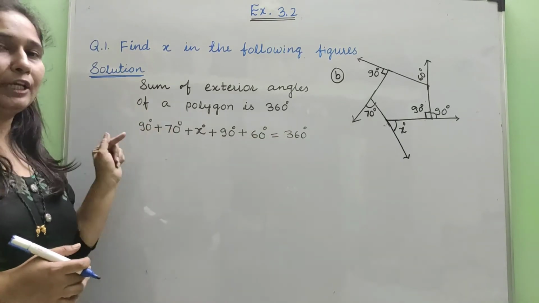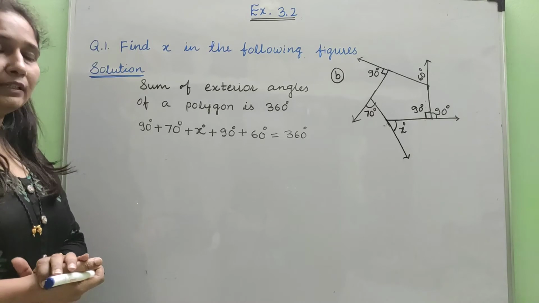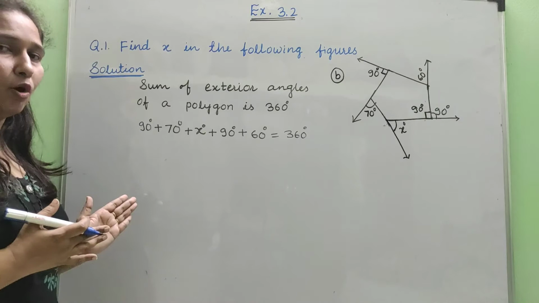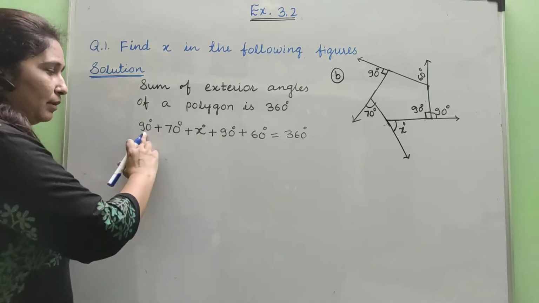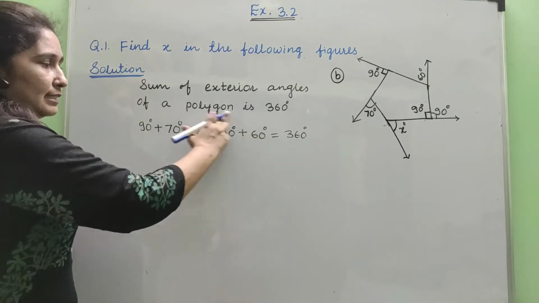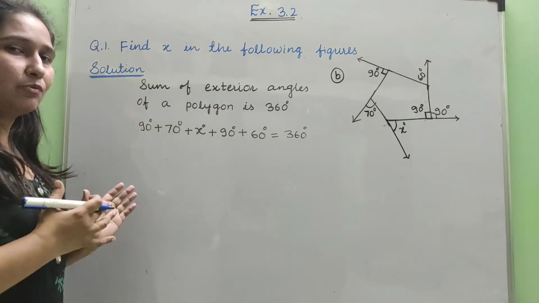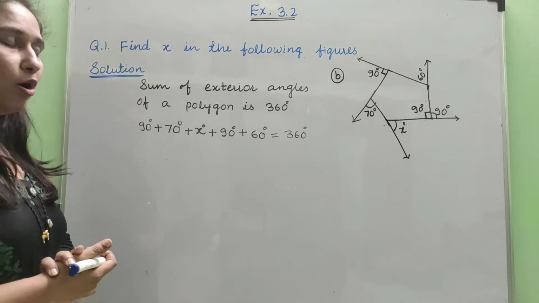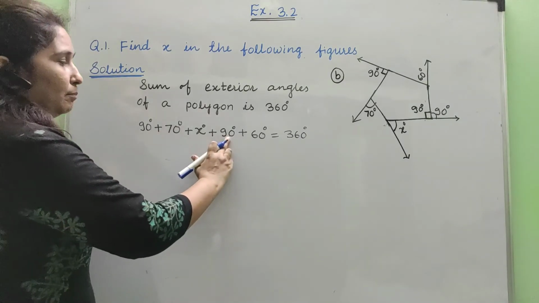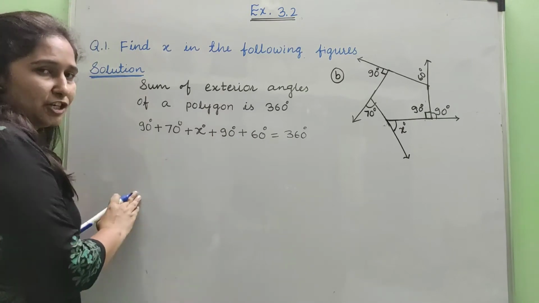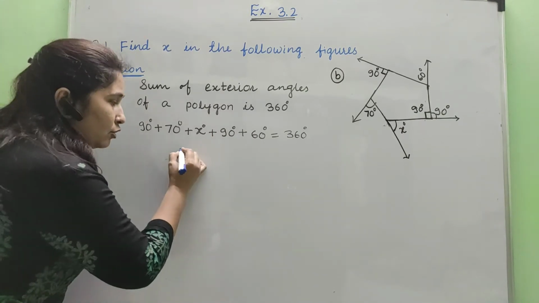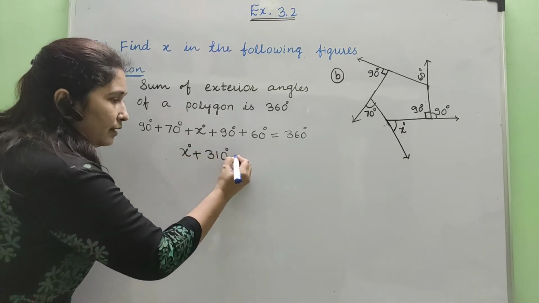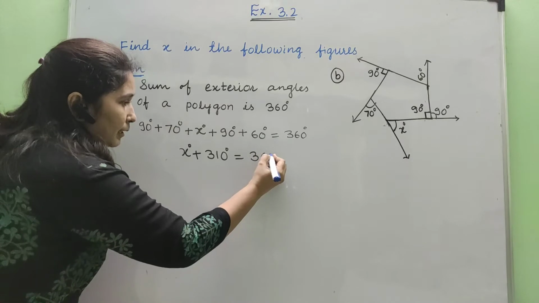Now we got here equation, and we know that while solving the equation, the numerals on the same side, first you have to operate those numerals. So with this variable 90 degree, 70 degree, 90 degree and 60 degree, these are the numerals. First we will operate those. There is an addition sign in all, so you have to add all those. So 90 plus 70 plus 90 plus 60, its addition will be 310 degree. We will write x degree as it is plus 310 degree is equal to 360 degree.